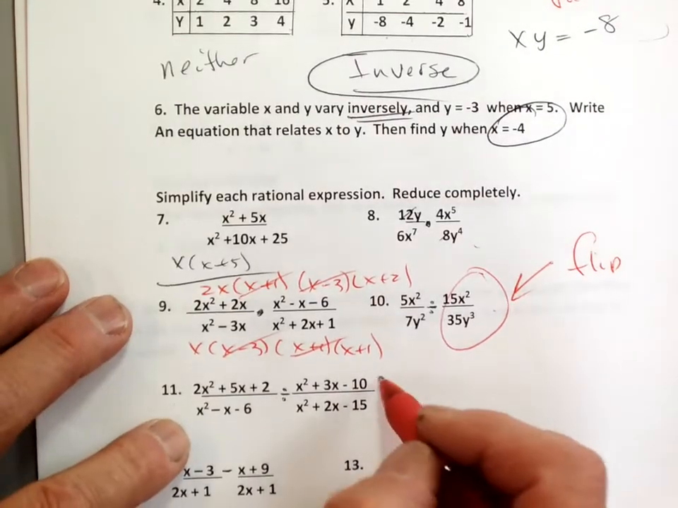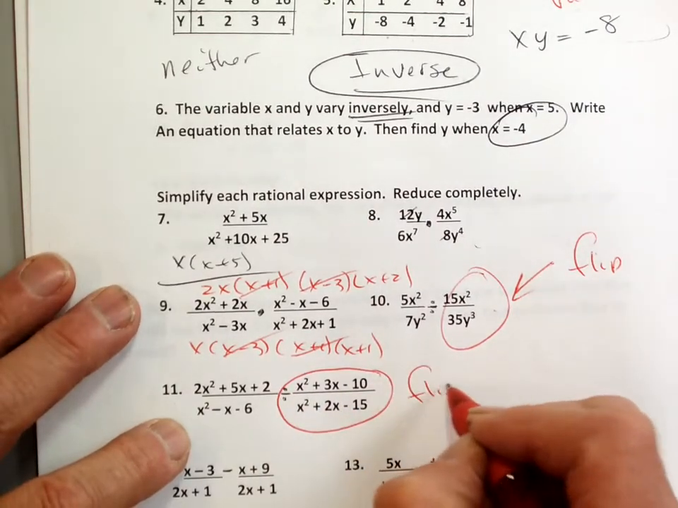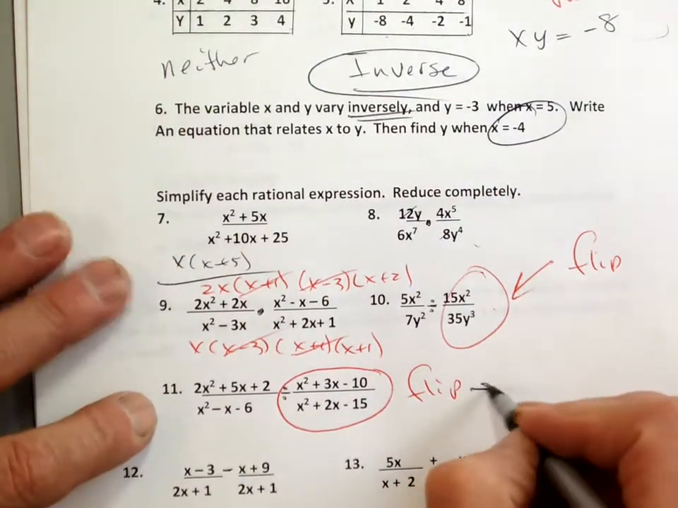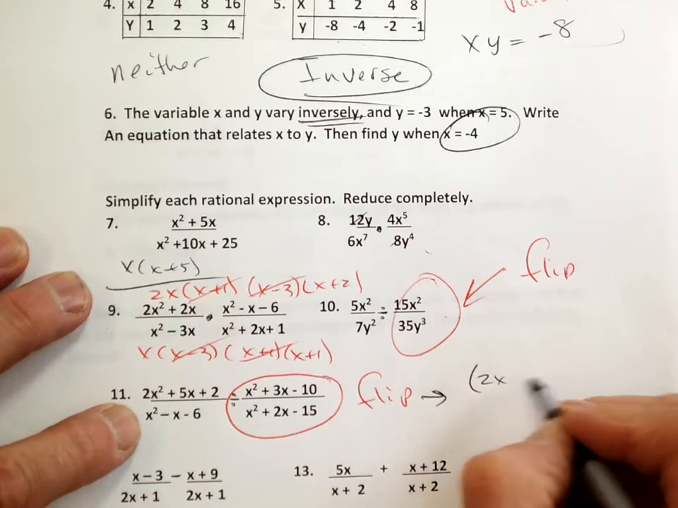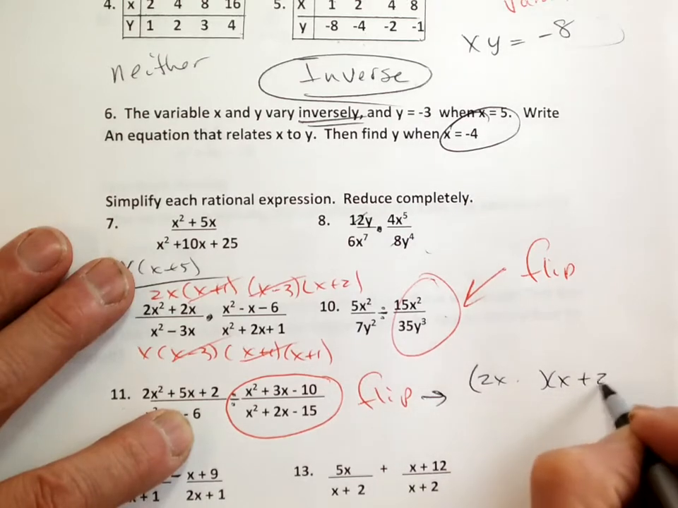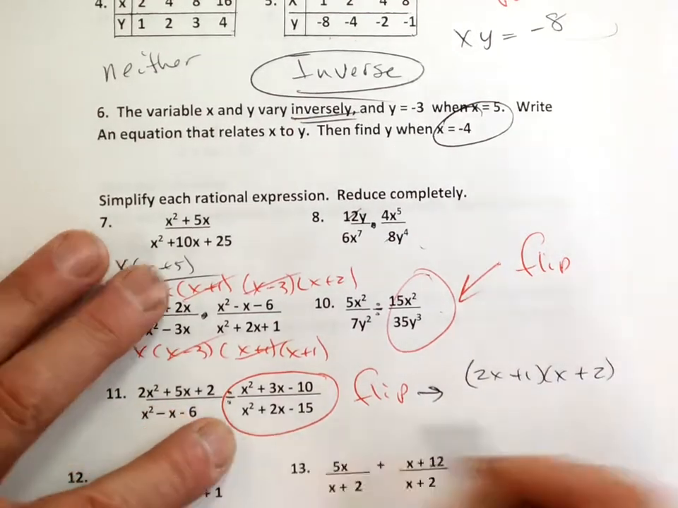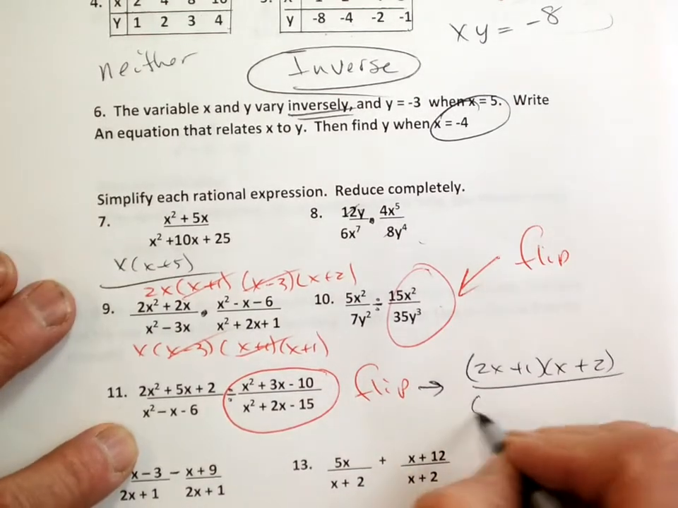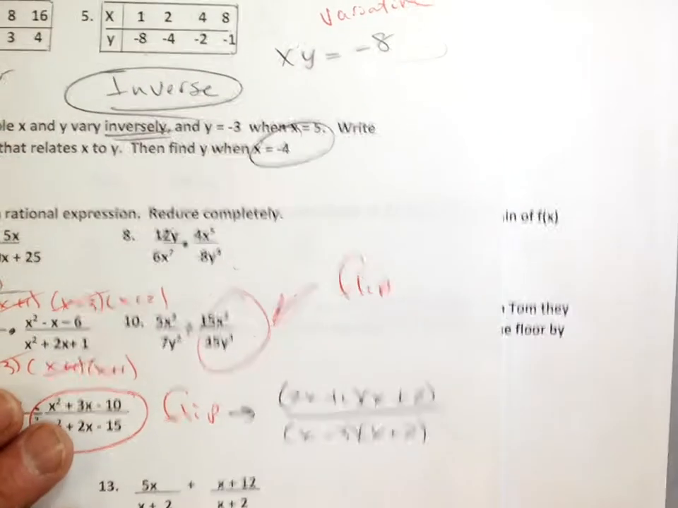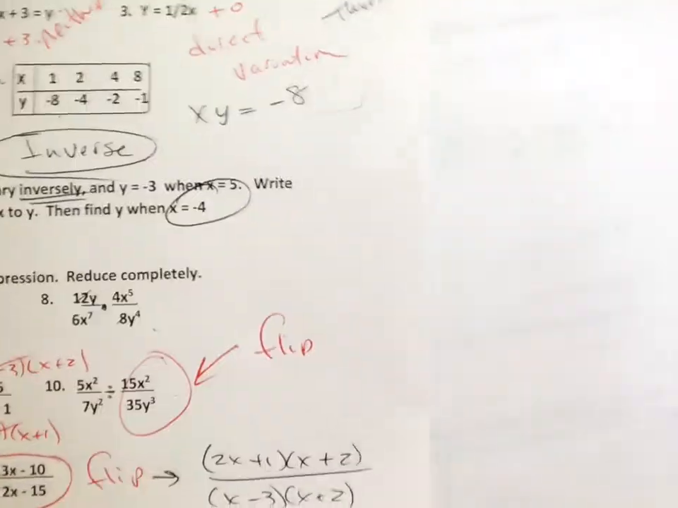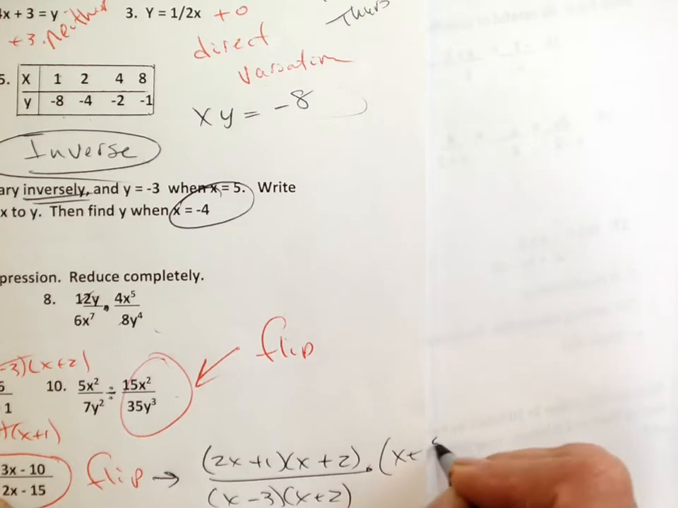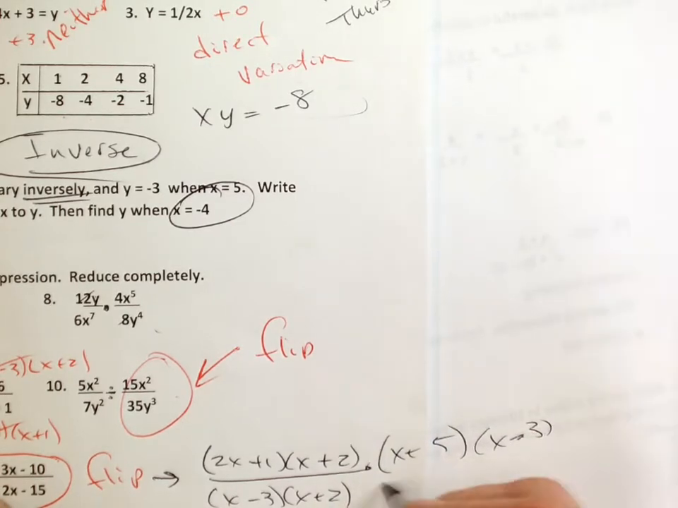Number 11, we're going to flip this second one, and then we're going to factor, okay? This will probably factor into, let's see, 2x plus 1, x plus 2, and then this would factor also. This one factors into an x minus 3, x plus 2. When you flip this one, let's see, I'm going to get some factoring like this times, and I'm going to have an x plus 5 and x minus 3, and the same thing down here.